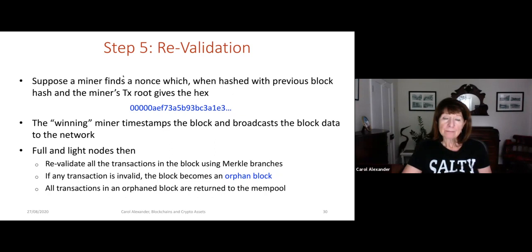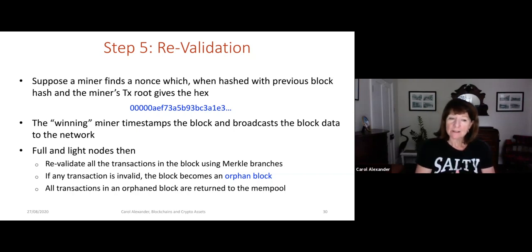So suppose a miner finds a nonce which, when hashed with the previous block and the miner's transaction root, gives this hex. This one is where n is 5, so it's lower difficulty or lower hash rate. Then at that point, the winning miner timestamps the block, broadcasts all the data to the network, and then the full and light nodes work together to revalidate all the transactions in the block using these Merkle branches.